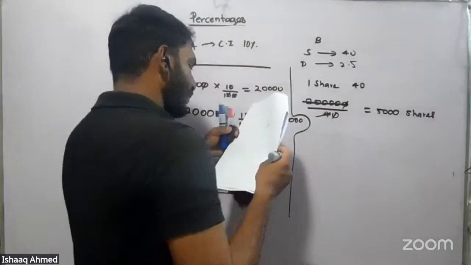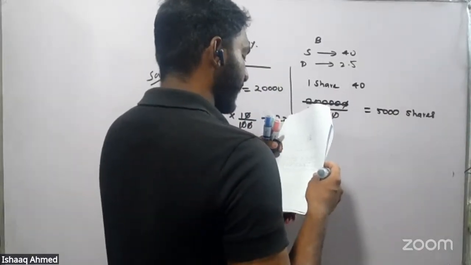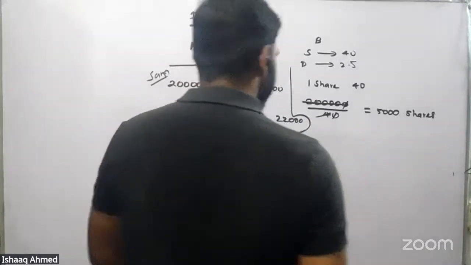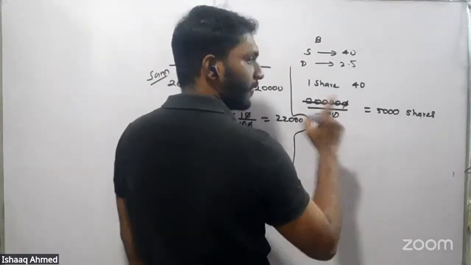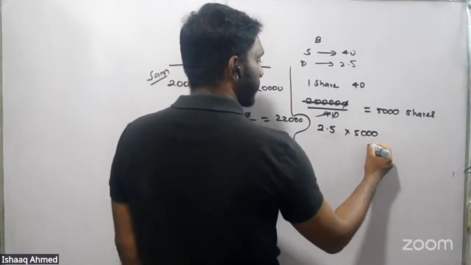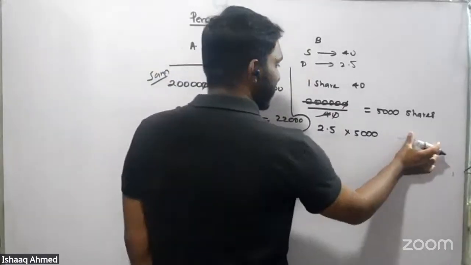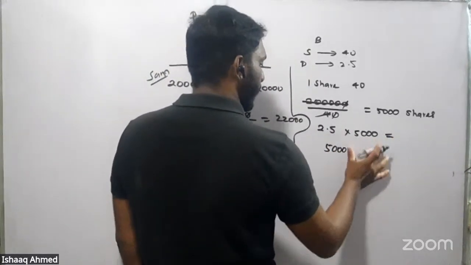After receiving annual dividends at the end of the first year and at the end of the second year, he sells all his shares at 45 rupees. So the annual dividend is 2.5 rupees for one share. He has 5,000 shares. So how much is the amount he has at the end of the first year? We'll see. You have to multiply 5,000 by 2.5.